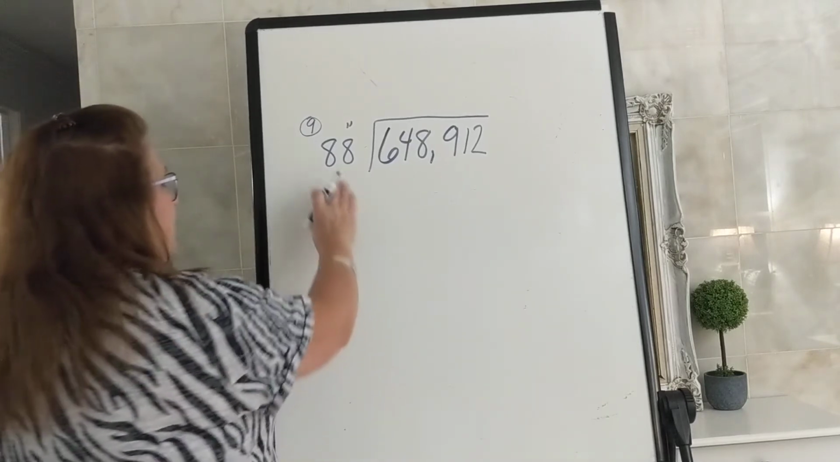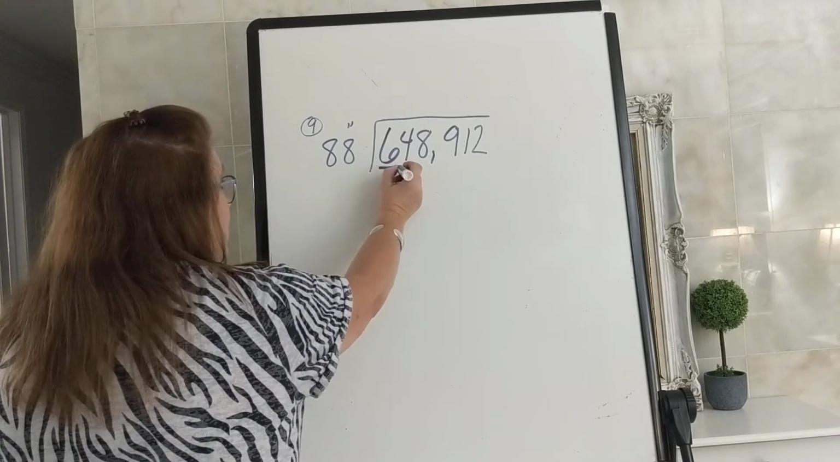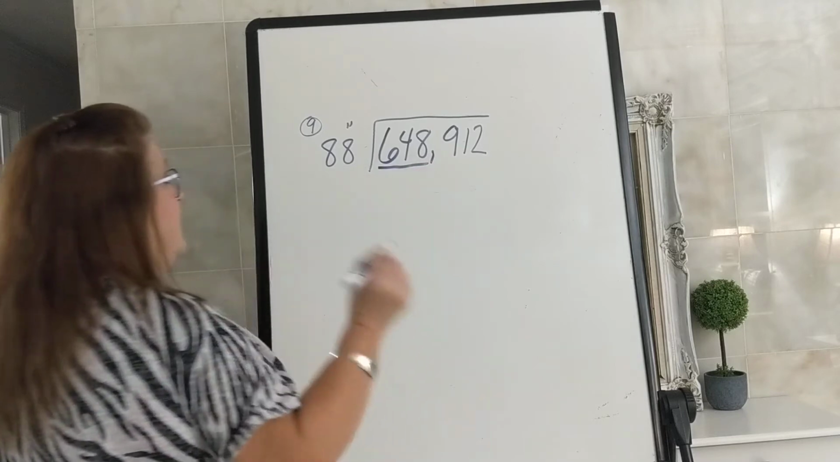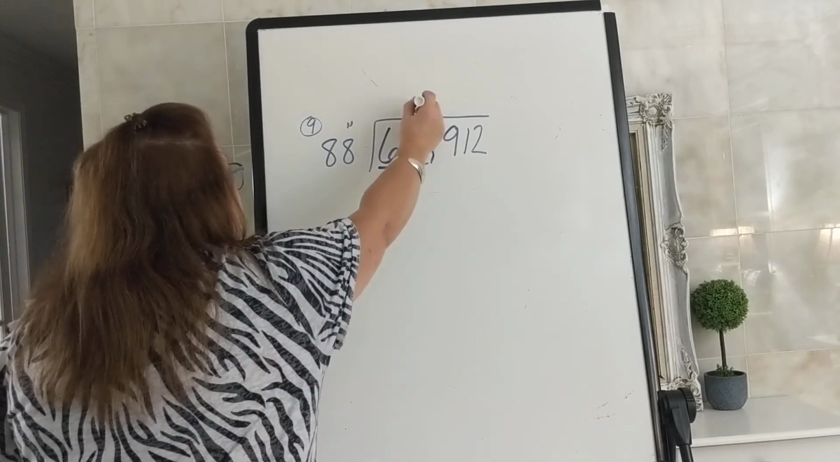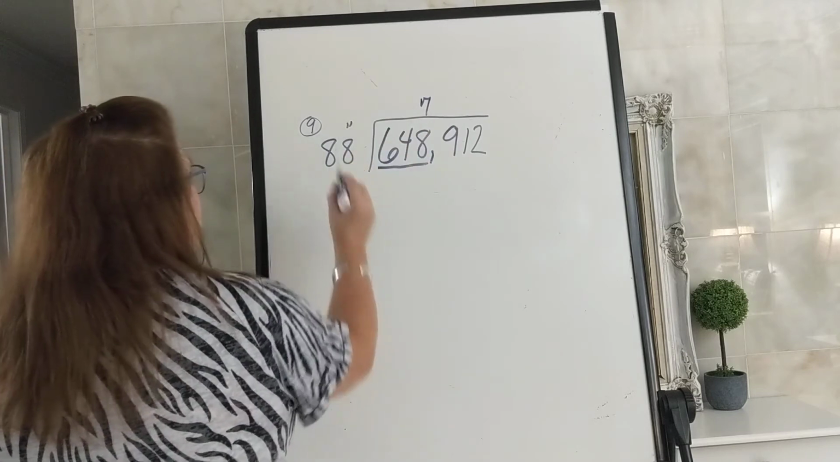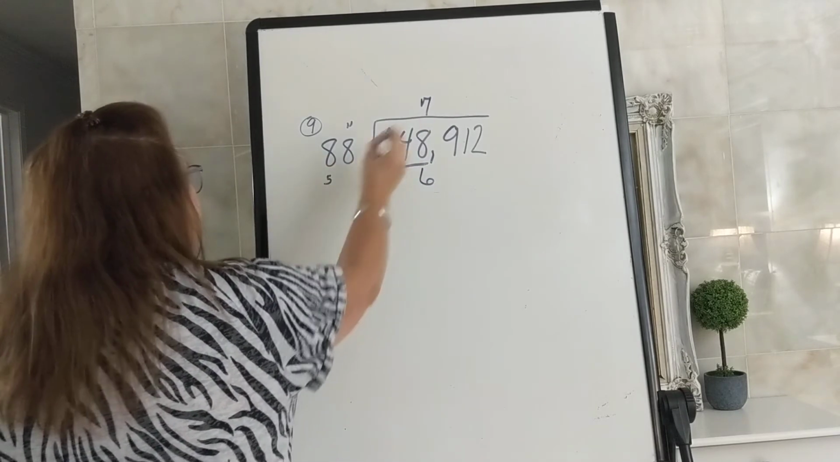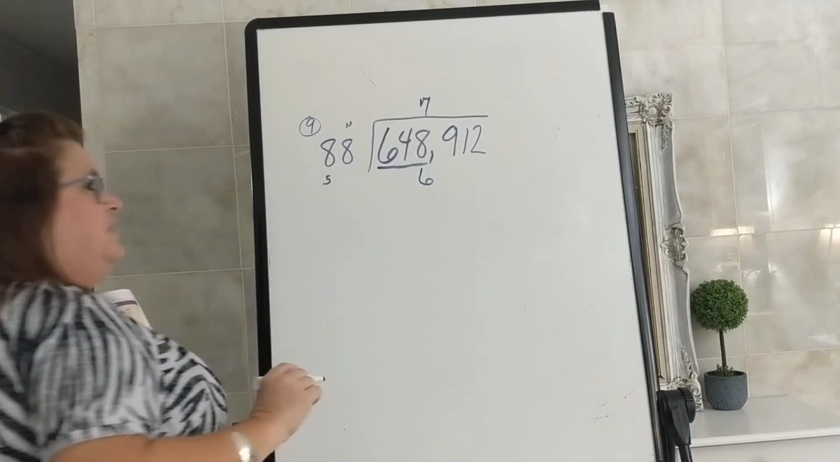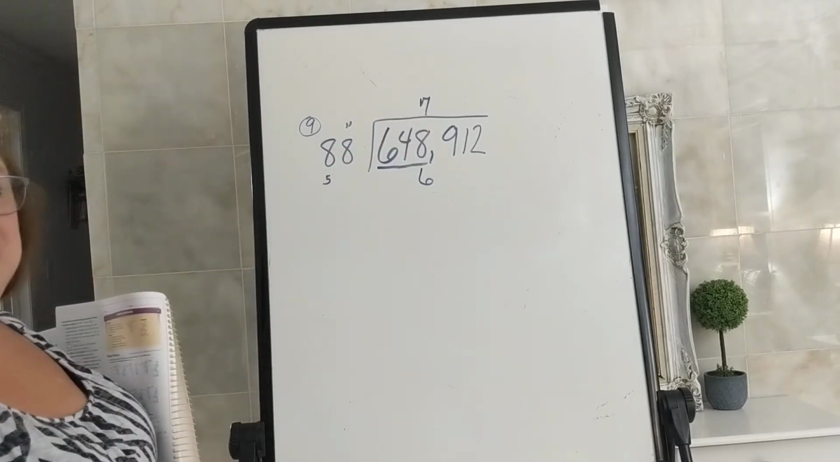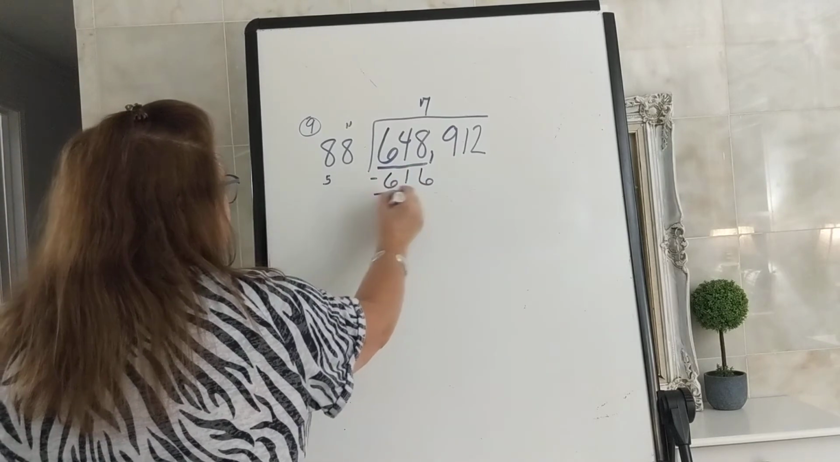So we have to come back to our real divisor. Can 88 go into 64? No. Can it go into 648? Yes. So we're going to put our 7 above our 8. 8 times 7 is 56. We put 6 down. We carry our 5. 8 times 7 is 56, plus 5 is 61. So we subtract.